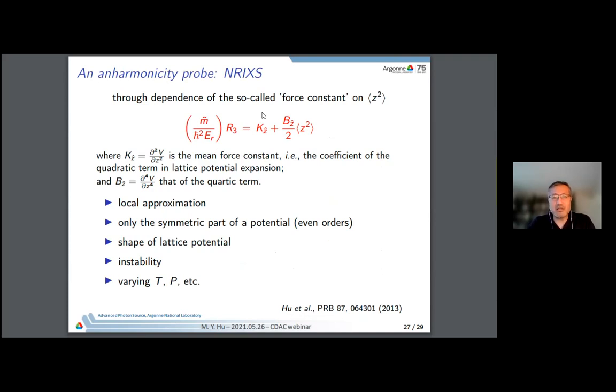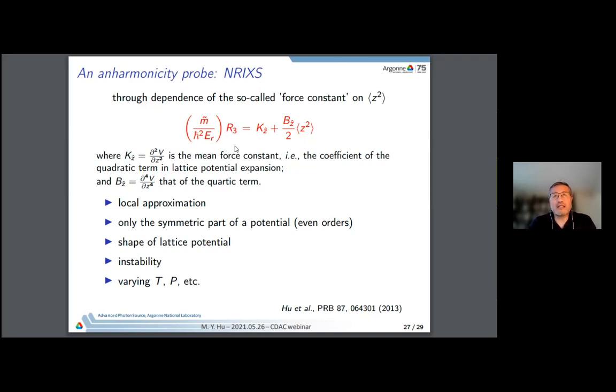The details are in the paper, but again, if you do this, measure the spectrum and then calculate its moment. This is the third moment of the measured spectrum. And then it's related to the potential through this equation. So K is the so-called mean force constant. That is harmonic. If you have a harmonic lattice, harmonic potential, that's the only term you have. So that's the force constant.